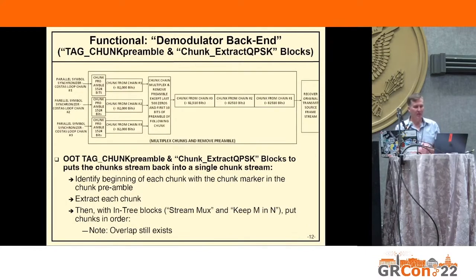Okay, this chart provides a functional view again of the demodulator back end, the front part. What the blocks do is they identify the beginning of each chunk in the 3 different chains. I extract each chunk, and then I put all these chunks from the 3 streams back together again in a single stream. Everything's in order again, but the overlap still exists. We still need to handle that part.